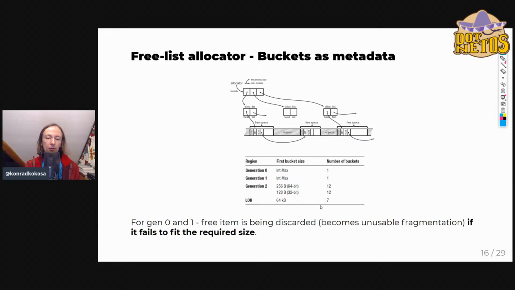And the large object heap is also like that. The first bucket is of a given size, 64 kilobytes, and then there are 7 buckets of bigger and bigger free space items.